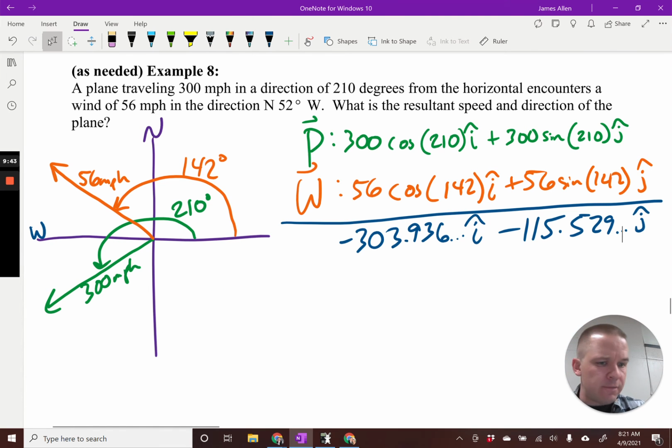So notice a little dot, dot, dot, right? It continues on. We didn't round. We're just writing down a few values there. So we want to find the resultant speed and the direction.